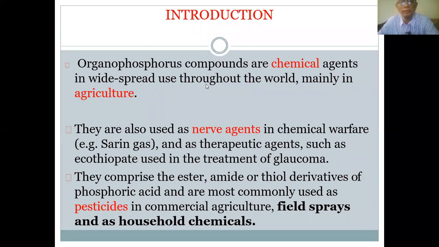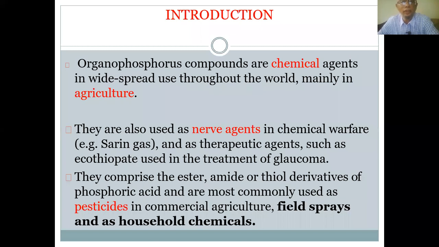So the main use is in paddy field agriculture, and this is the common poisoning we have seen in rural people, those who are working in the paddy fields. So this is also a common poisoning.